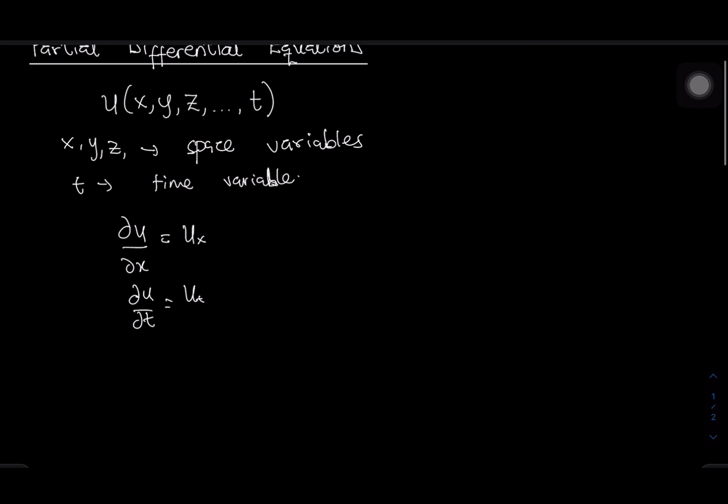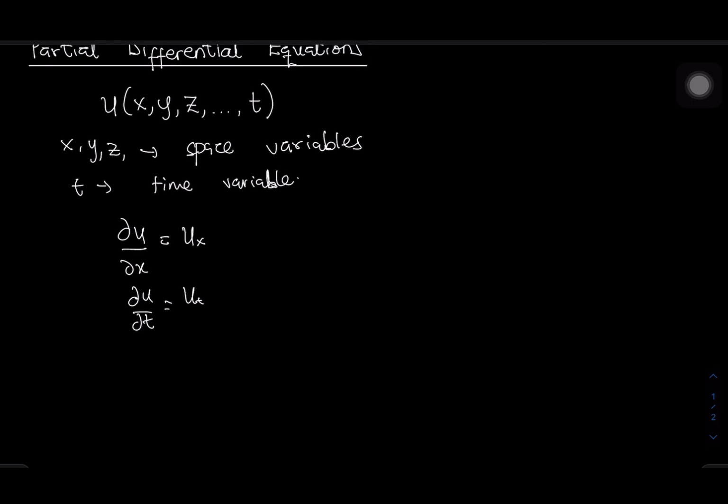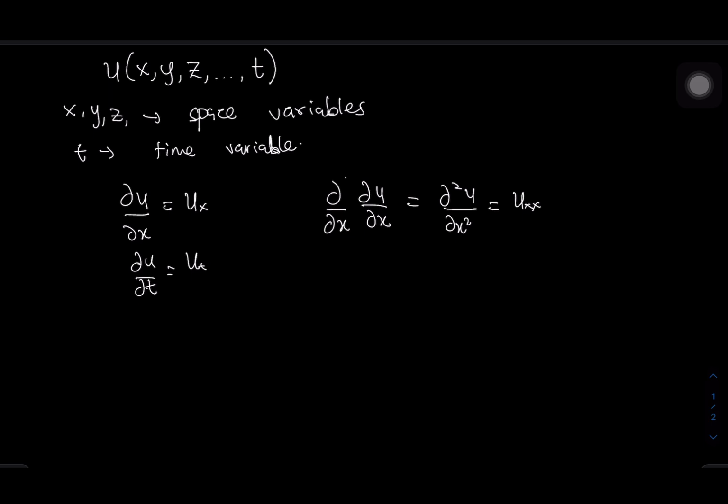And then you can also have second derivatives of this u. How do we represent second derivatives? Since u is a function of not just one variable, the second derivatives take this form. For instance, if I want to find the second derivative of u with respect to x, I'm going to have del del x of del u del x. And what's that? That's going to be del squared u del x squared, and that can simply be written as uxx.